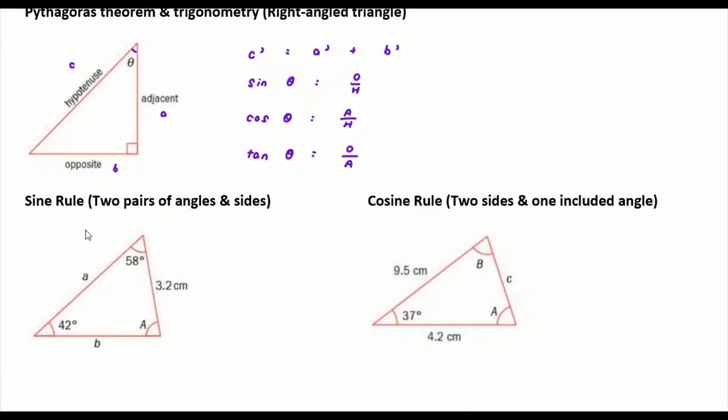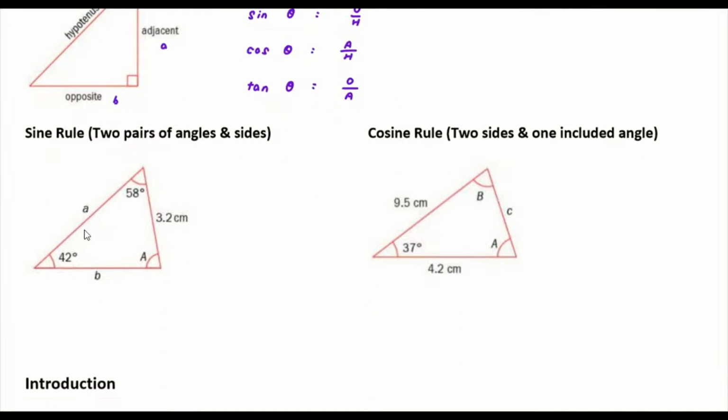For non-right angle triangles, meaning for all triangles, we can use these two rules: the sine rule and cosine rule. We use the sine rule if you are given a pair of angle and side, and what you want to find is also in a pair. In this case we have 42 and 3.2, so we can write it as 3.2 over sine 42 equals B over sine 58, where B is what we want to find. This is in a pair, this is in a pair.